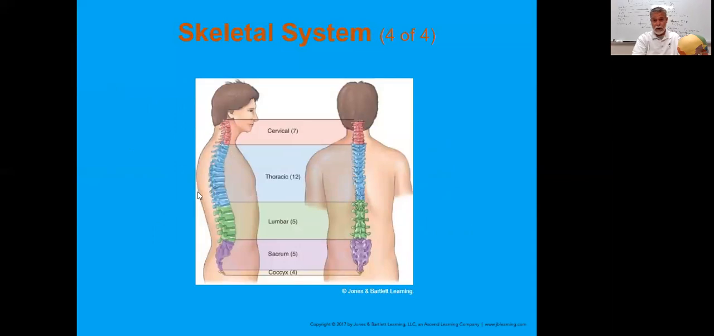So again, cervical, thoracic, lumbar, sacral, coccyx, just know that order. Guarantee you that comes up. It may be in ascending order, it may be in descending order, either one of those, but you just have to be familiar with the spinal column itself, and then how many there are in each of those areas.